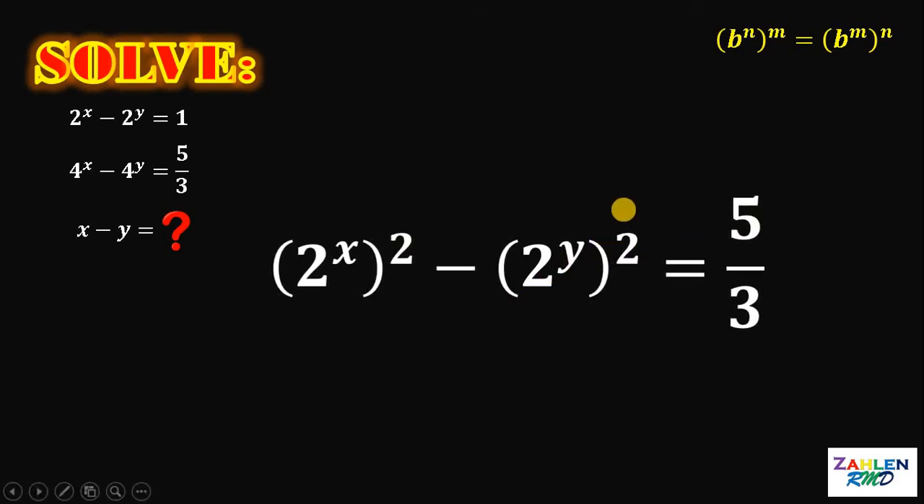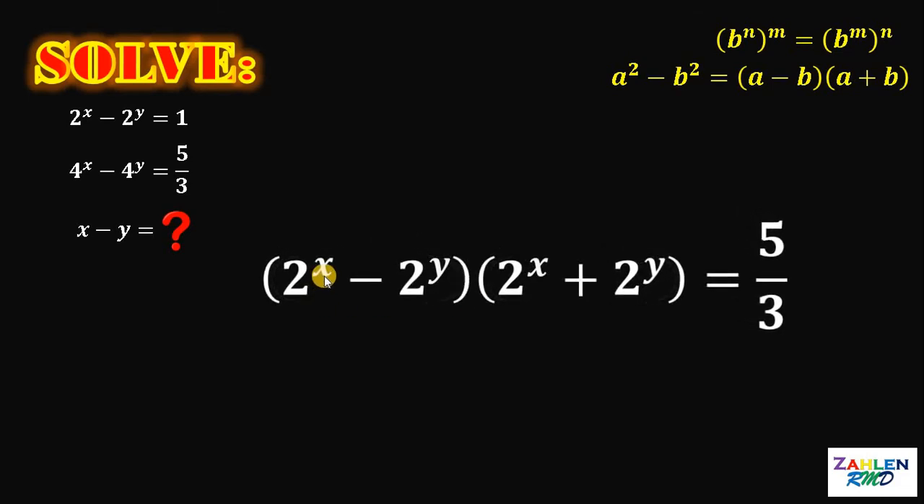Now, since we have a square number minus another square number, we can use the difference of two squares. If we have a squared minus b squared, it is equivalent to (a − b) times (a + b). Therefore, the left-hand side of our equation can be written as (2^x − 2^y) multiplied by (2^x + 2^y).